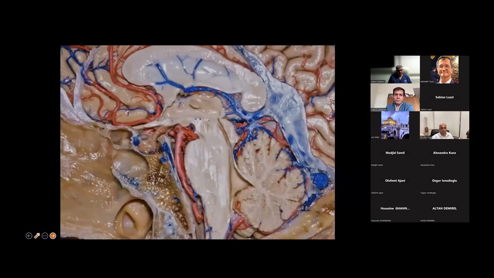Fourth ventricle. This is a sagittal cut of the brainstem and the cerebellum, and this is the fourth ventricle with the aqueductus Sylvius, and this is the outlet of the fourth ventricle. This is the floor of the fourth ventricle, and this is the roof of the fourth ventricle with the velum medullare superius, or valvula of Vieussens, and the velum medullare inferius.